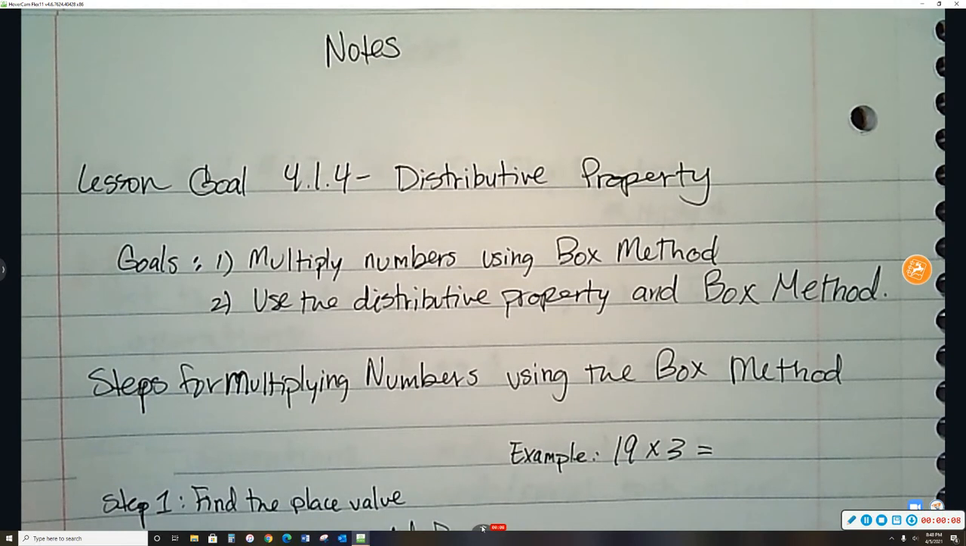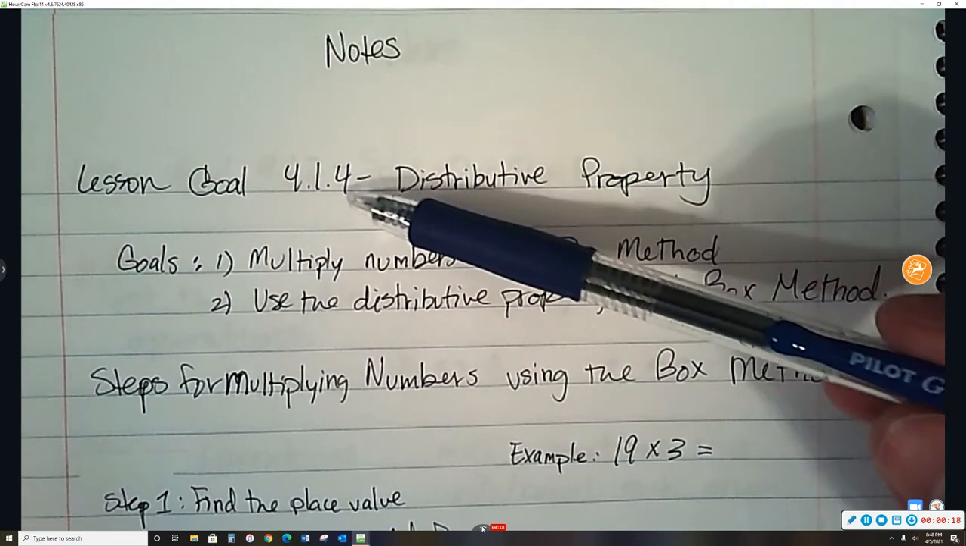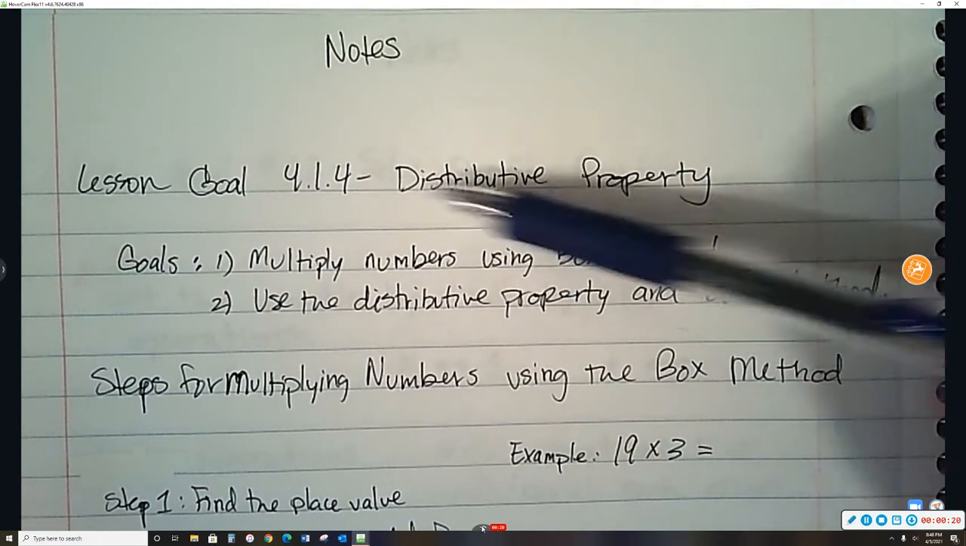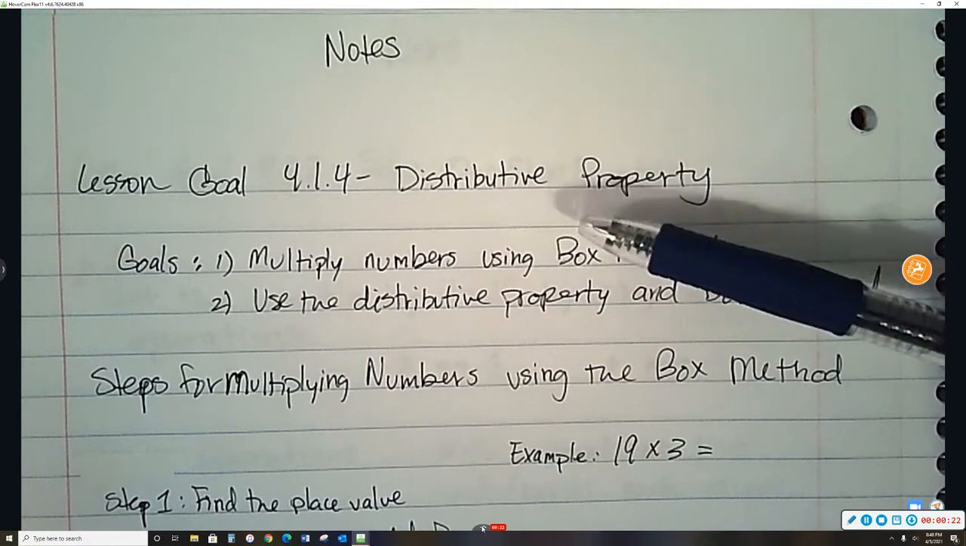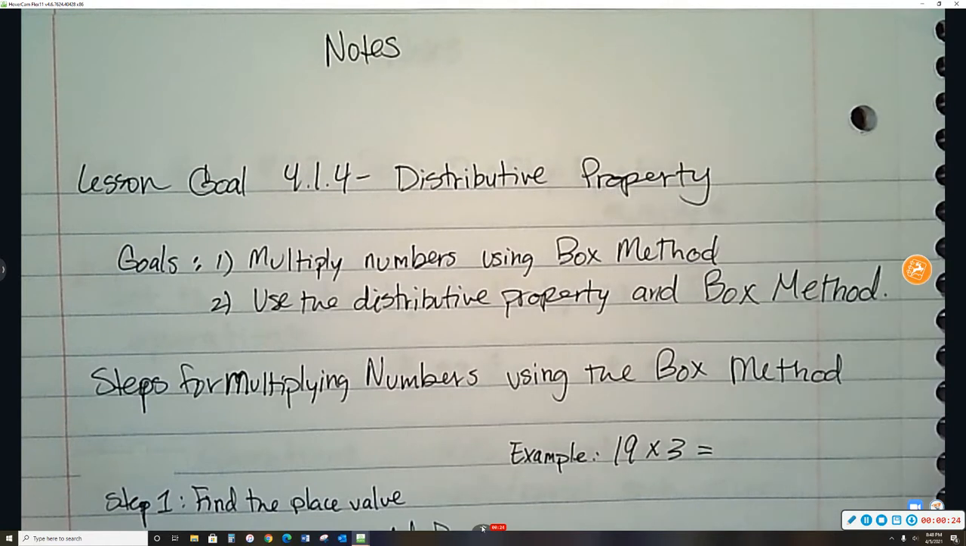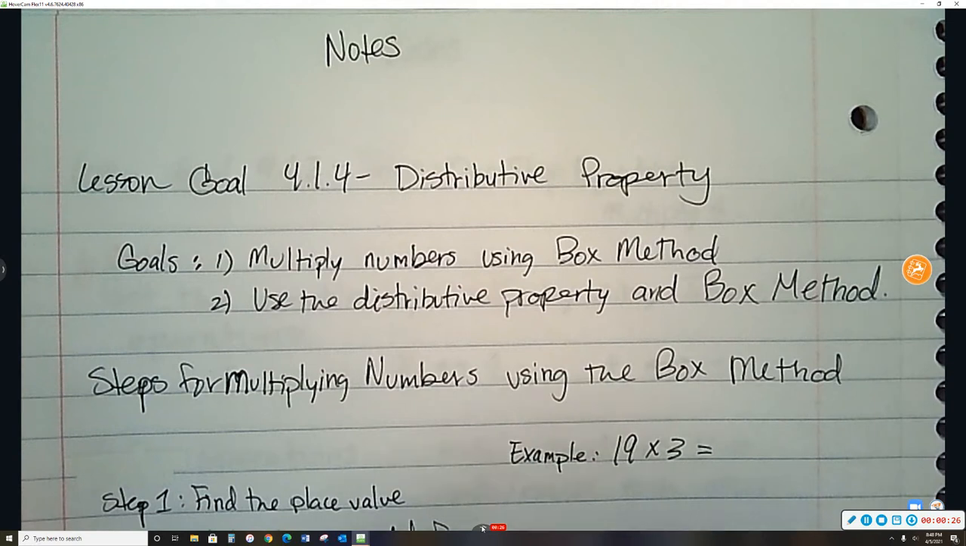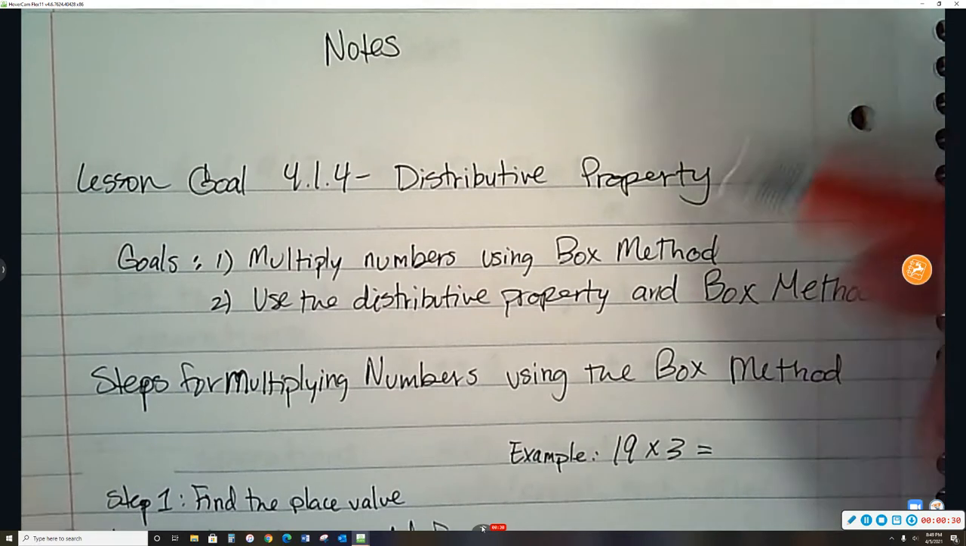Today we're going to do something, I don't think it's new, but it's different, but hopefully you've gone over this before. So here we got some notes. This is lesson goal number 414. It's the distributive property. So maybe you've gone over the distributive property, but you may not have seen it this way. I'm actually going to show you something called the box method.